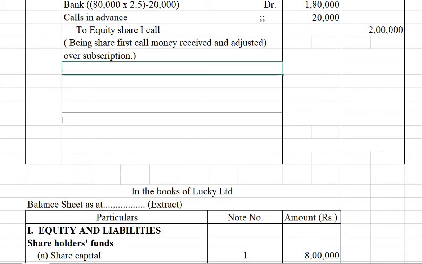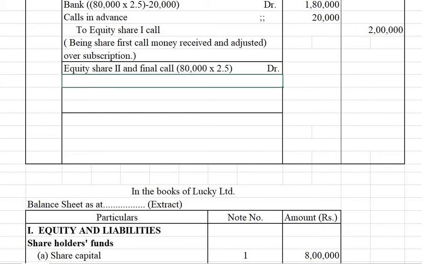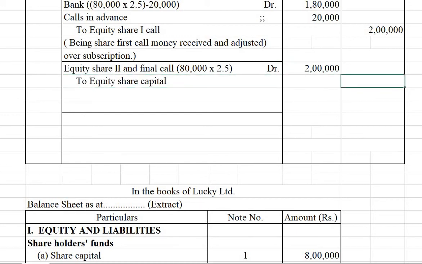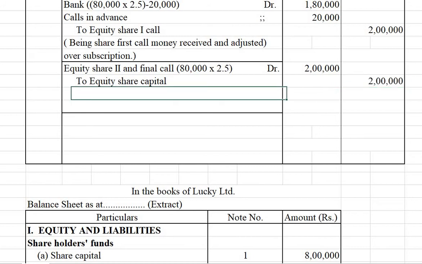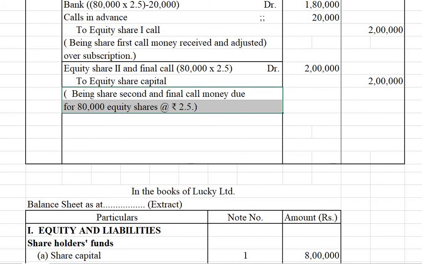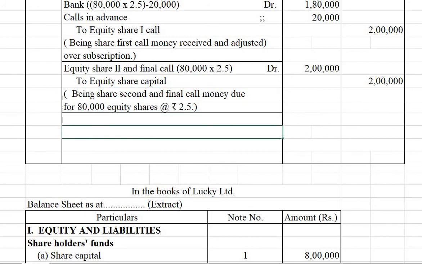Second call money due. Equity share second and final call debtor, 80,000 into 2.5. 2.5 is the amount of the second and final call. So equity share second and final call debtor, how much? 2 lakh rupees, 80,000 into 2.5, to equity share capital, same amount. Then let us write the narration: equity share second and final call due for 80,000 shares at the rate of 2.5.